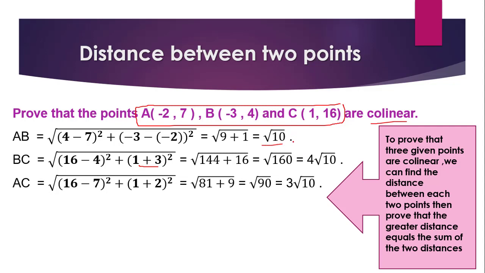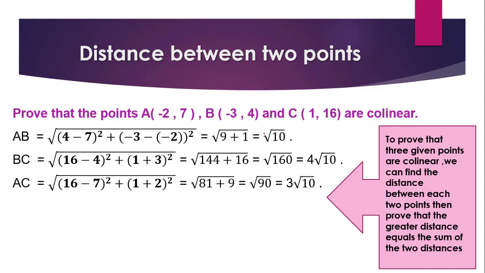You can notice that here we have root 10 and here we have 3 root 10. If the 3 points are vertices of a triangle, the summation of the two sides should be greater than the third. But here we have root 10 and 3 root 10. Root 10 plus 3 root 10 equals root 5 (sic). So the summation of the lengths of the two sides equals the third. So this is not a triangle.